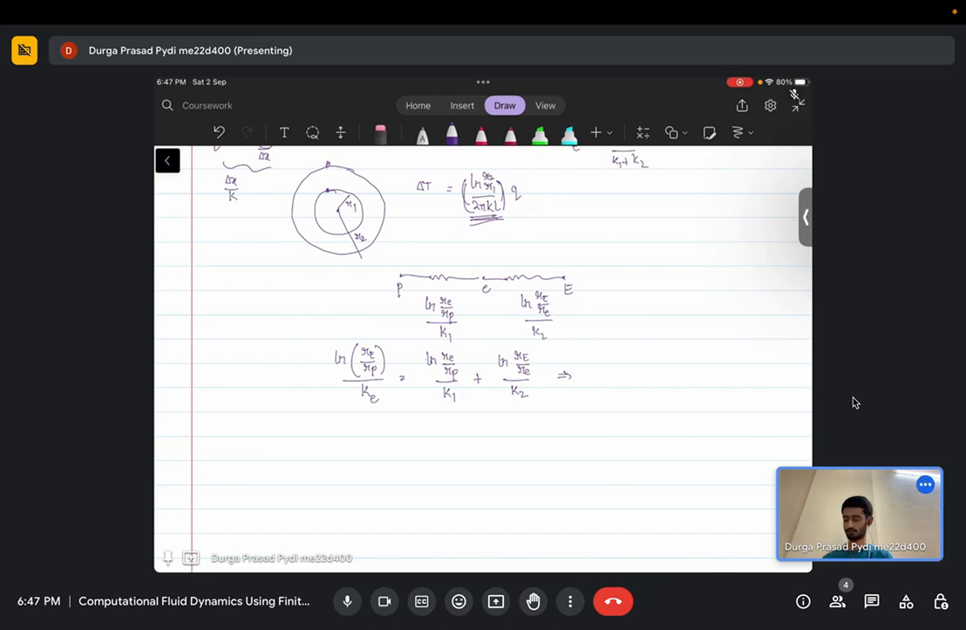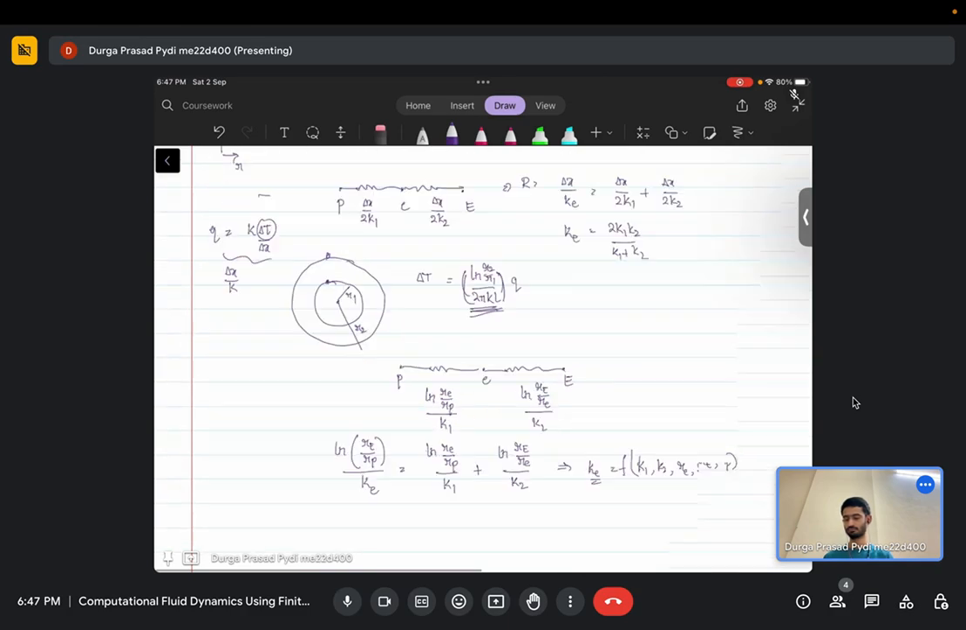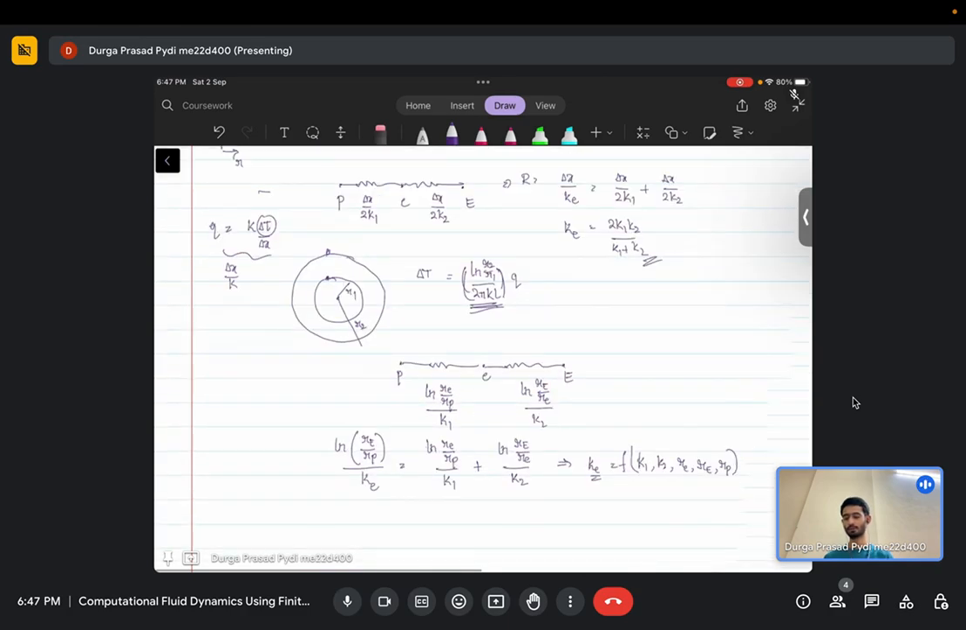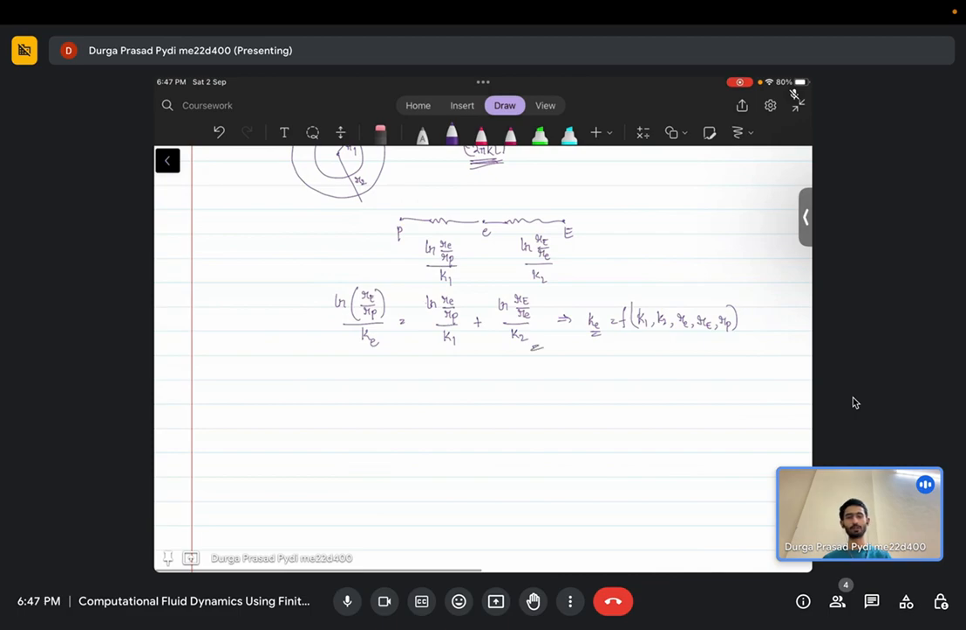Hope this is clear. From this you can get an expression for K little e in terms of K1, K2 and all your R's. You should not be using the harmonic mean, and instead you should be using this relation to get your equivalent conductivity and then use that in your values.